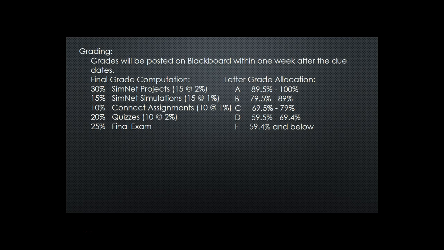And then Connect assignments, that's through McGraw-Hill, and again, you'll see the tabs on the side to see all of these. There's 10 of them, they're 1 point apiece, and there's quizzes. And again, the quizzes are over the chapters as well in the Information Systems book, and there's 10 of them, and there's 2 points apiece, and of course the final exam's worth 25% of your grade.